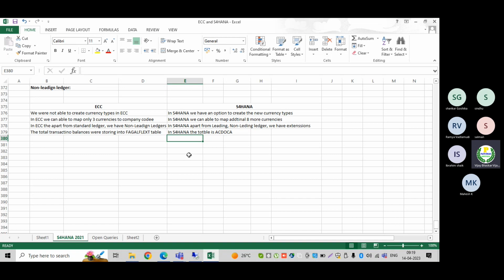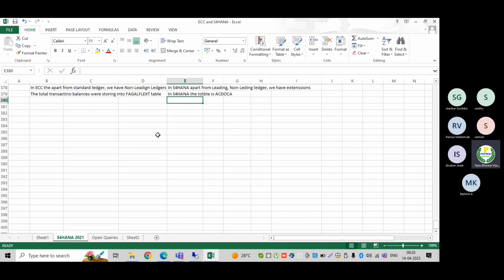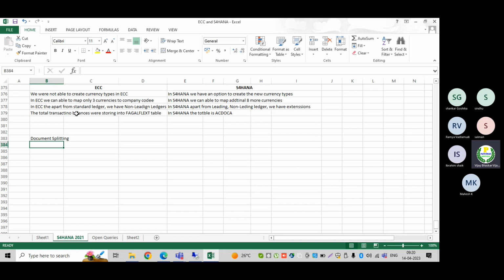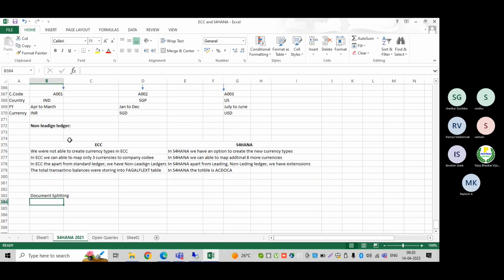Now let's move on to the new GL, I mean the document splitting concept. This is about the ledgers. I have explained here what was there in ECC and what is there in S4 HANA. If you still have any queries, please come back to me.